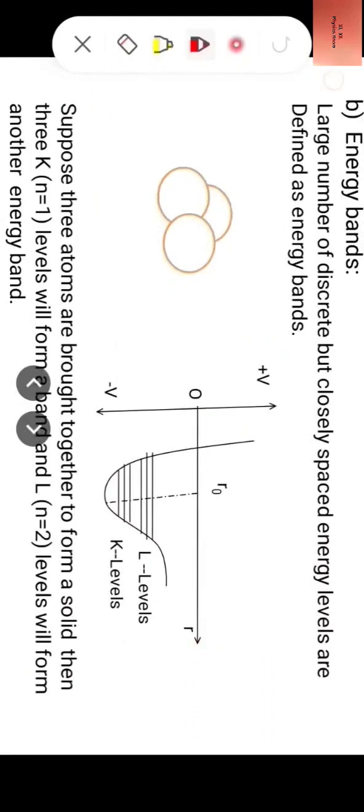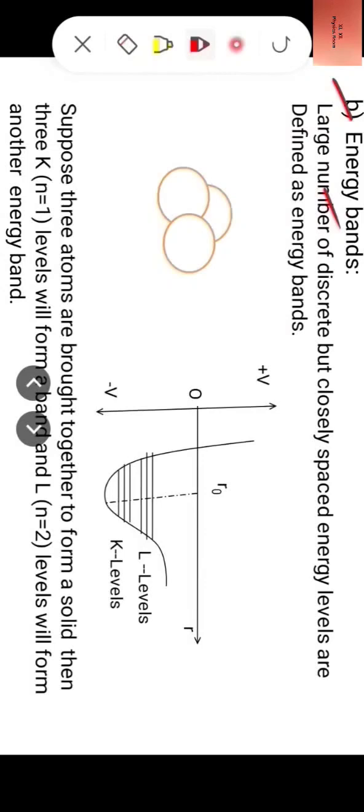Now energy bands. How we define energy band? Large number of discrete but closely spaced energy levels are defined as energy bands. I repeat, large number of discrete but closely spaced energy levels are defined as energy bands.